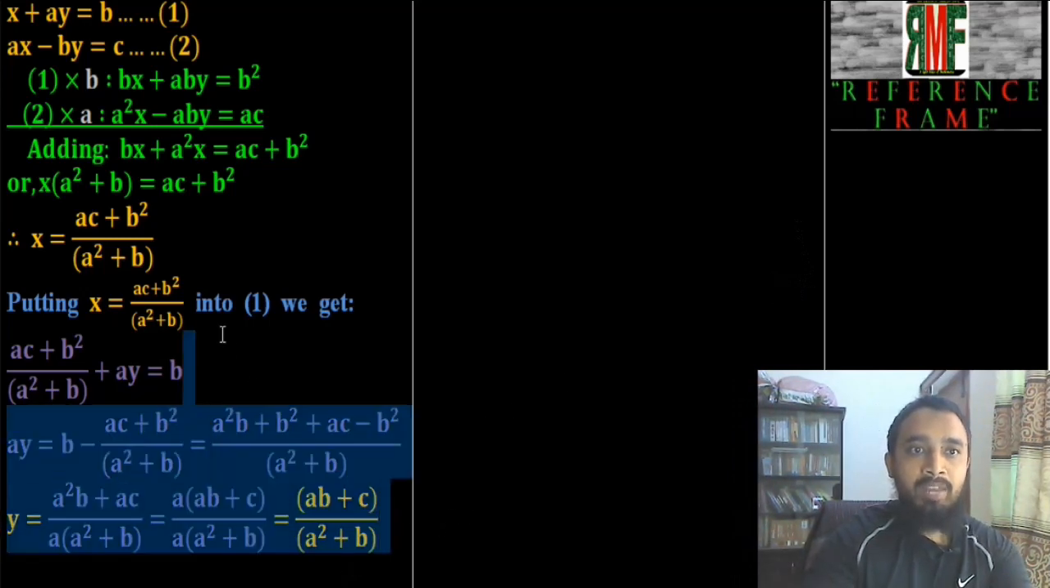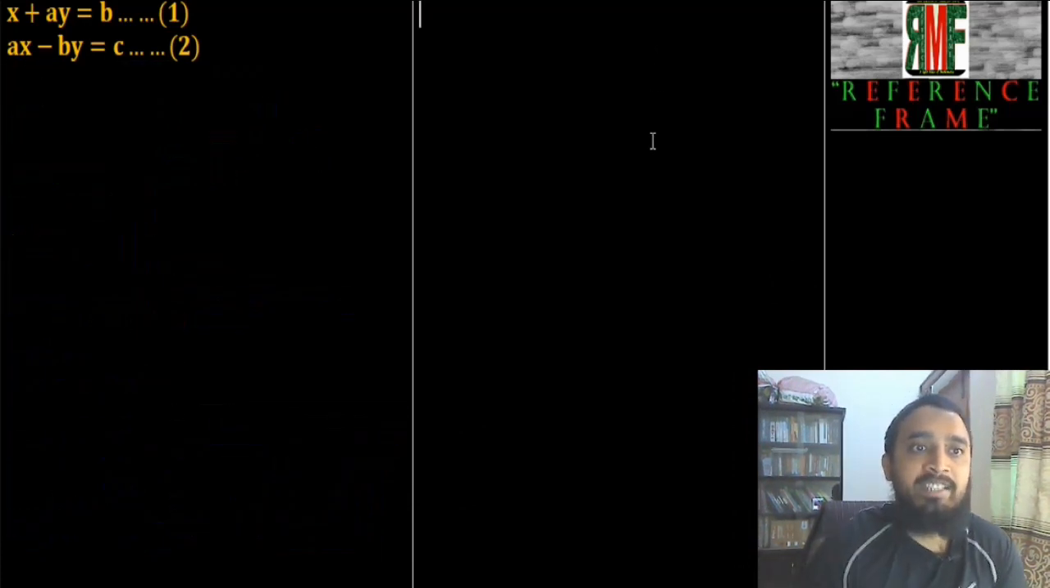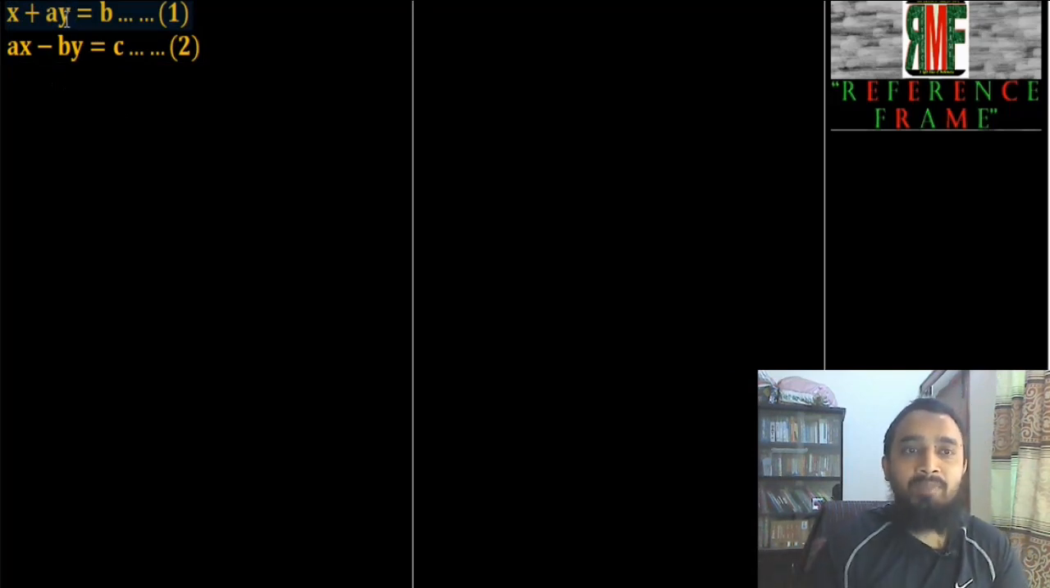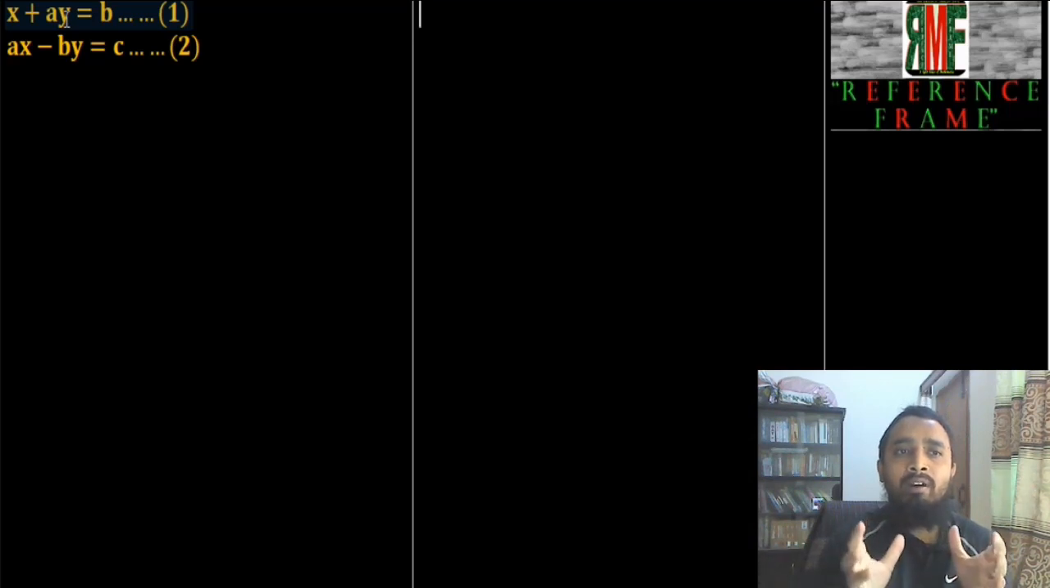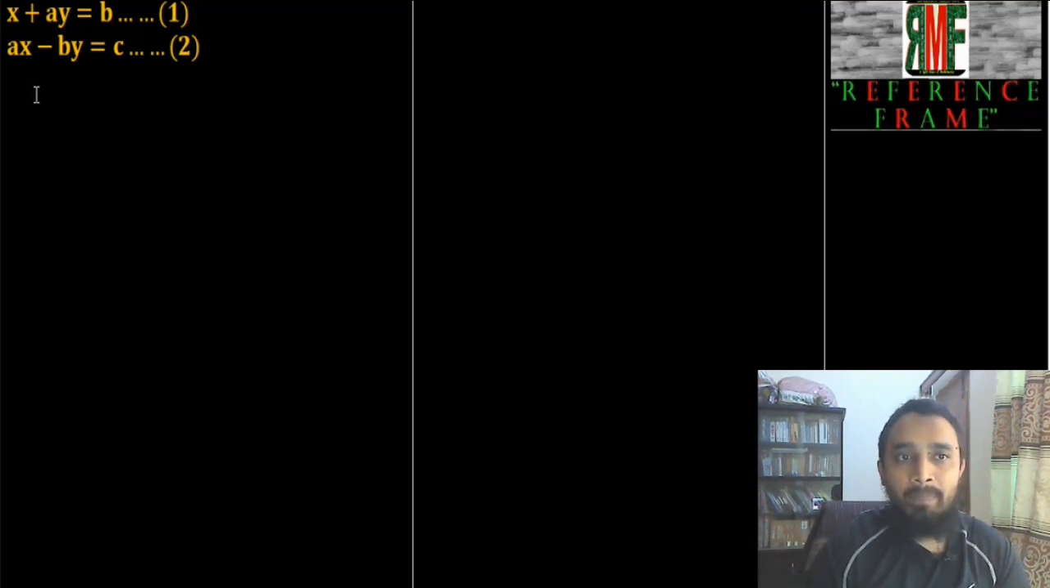Okay, so look, this time we're given a problem where x plus ay is equal to b, and the second equation is x minus by equals c. We need to solve these simple simultaneous equations. Look here, in the first equation the coefficient of x is 1, and for y the coefficient is a. I mentioned earlier that this time we're going to have coefficients that are algebraic, not numeric. Look at the second equation. Here we have coefficient a for x and minus b for y.